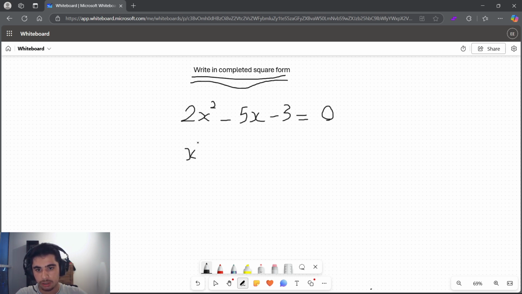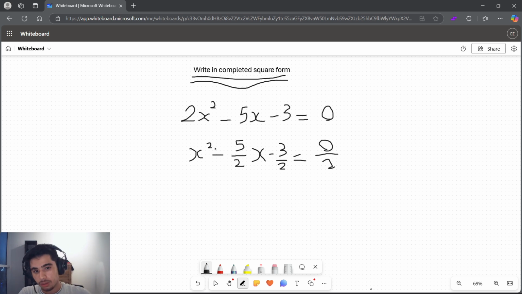So that's going to be x squared minus 5 over 2 x minus 3 over 2 equals 0 over 2, right?